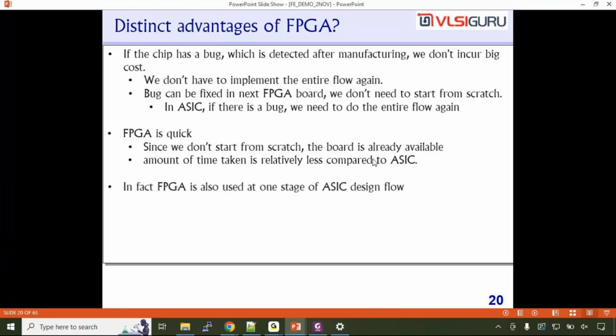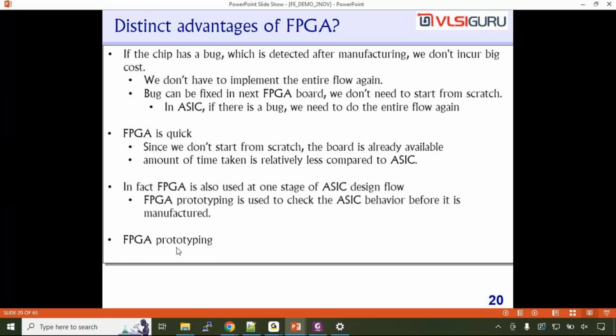Actually speaking, even companies working in the ASIC flow will use FPGA in between, because they do something called FPGA prototyping. Whatever I want to develop with ASIC, first I will prove that it is working with an FPGA board. Then I'll go for the ASIC production. FPGA prototyping is used to check ASIC behavior before it is manufactured.